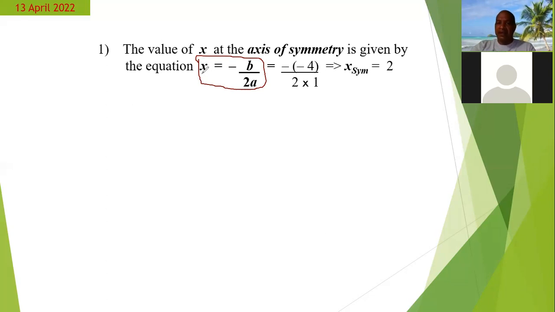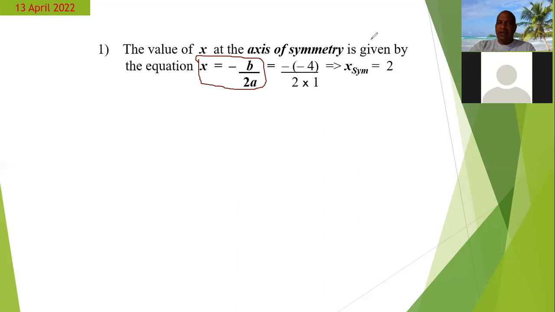This calculates the x value of the line of symmetry. So the x value through which that vertical line passes, which we call the symmetry or the axis of symmetry, this calculates that x value. So once you want the x value, you will use this formula to calculate it. Now the b and the a, you're going to take those values from the equation.